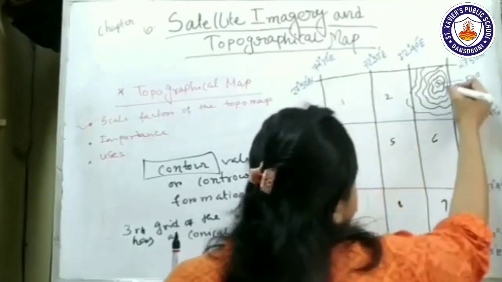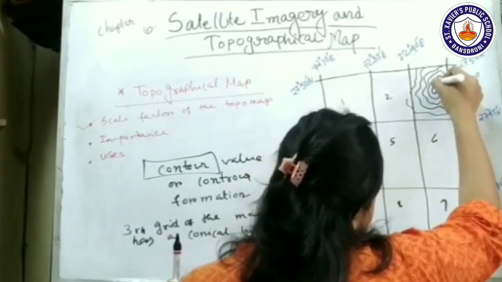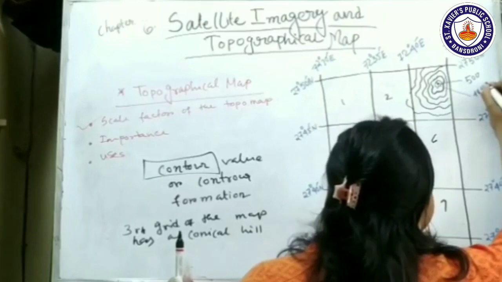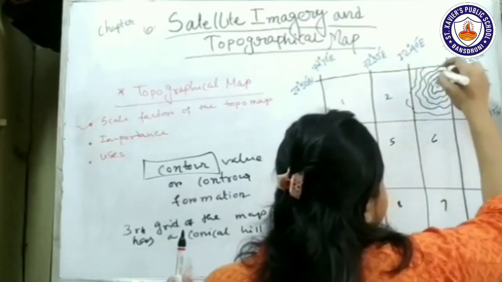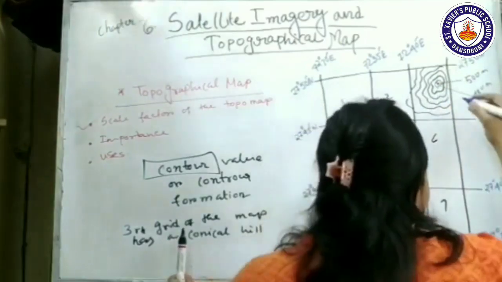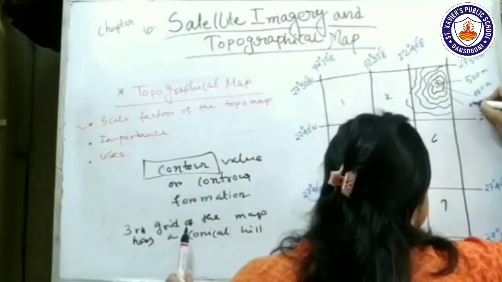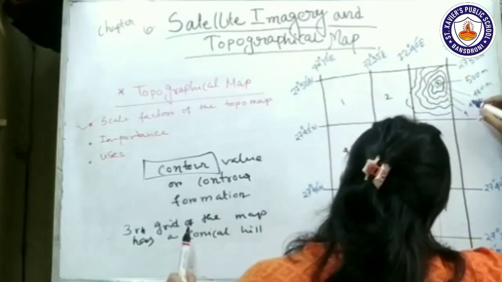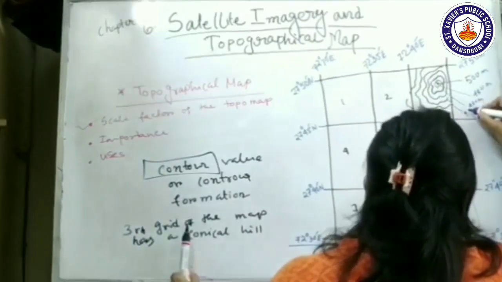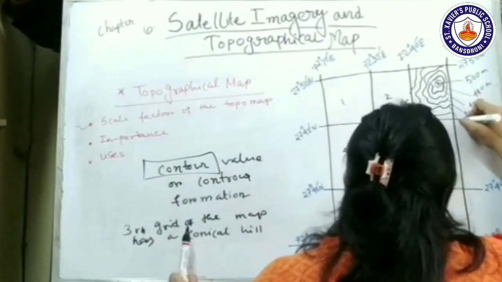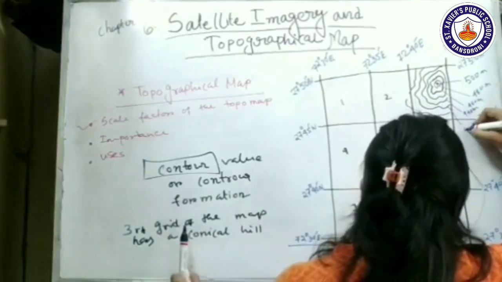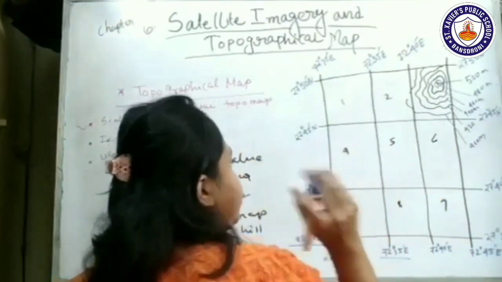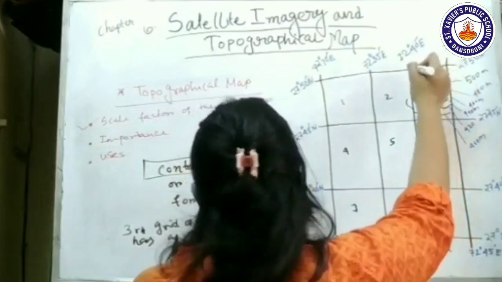Just assume that, and the next one to the central value is 480 meter. 500 meter height is the conical value, and the next value is 480. The next one is 460 meter, and then 440 meter. The second last one is 420 meter, and this one is 400 meter. So we conclude that there is a major conical hill which is situated in the third grid of the map.